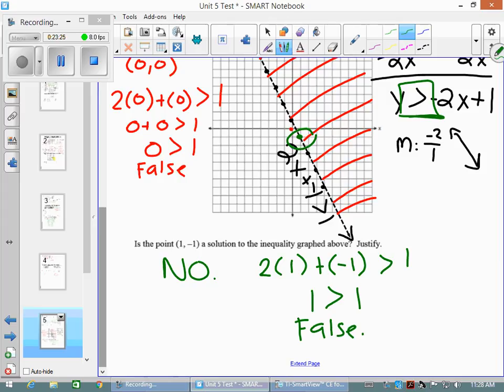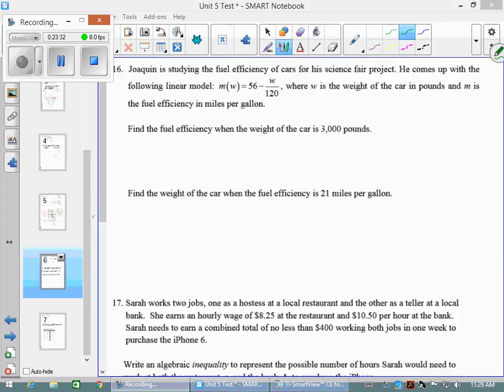So a student is studying the fuel efficiency of cars for a science fair project. He comes up with the following linear model, where W is the weight of the car in pounds, and M is the fuel efficiency in miles per gallon.